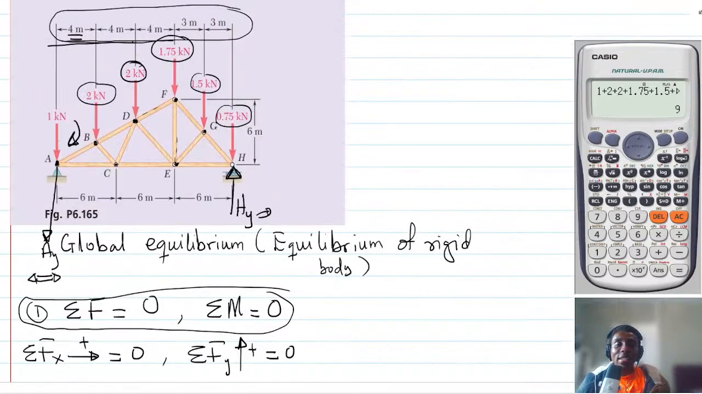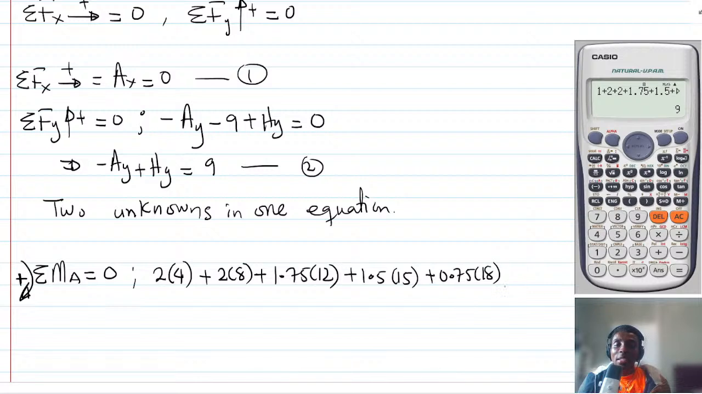Now, the last one is HY. You see that HY is going this way. So that one will be counterclockwise, so it's going to be minus 18 HY. Are you okay? So that one is going to be minus 18 HY. Any question up to this point? The sum should be 0.